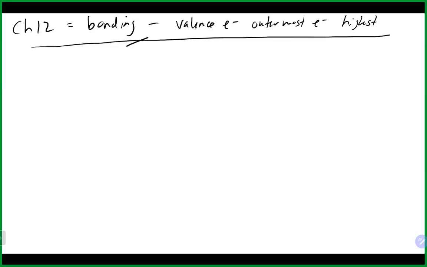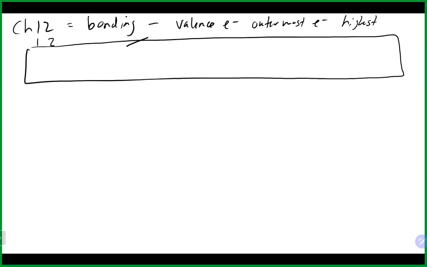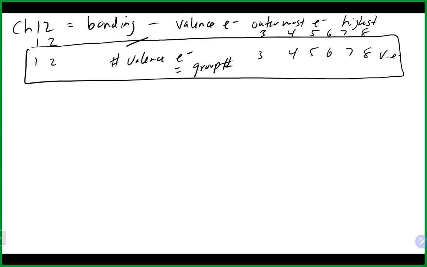Obviously, when we talk about bonding, only the valence electrons are involved, and those are the outermost electrons, the highest energy. The easiest way to figure out the number of valence electrons is that it is equal to the group number. Everybody in group 1 has 1 valence electron, then 2, 3, 4, 5, 6, 7, and 8 valence electrons. So the number of valence electrons equals the group number. You could also write the electron configuration if you wanted to, but this is much, much faster.